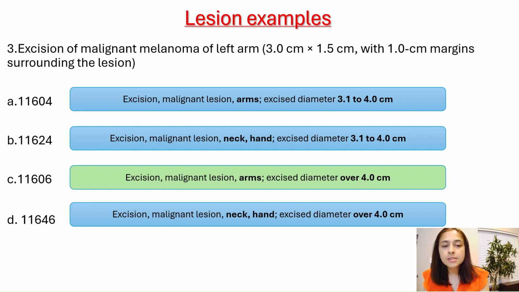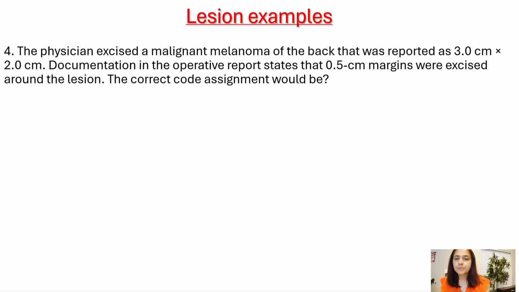So the answer is option C, which is the excision malignant lesion arms, excised diameter over 4 centimeter, because our answer was 5 centimeter, which is 3 plus 1 plus 1, 5 centimeter. So option C is the correct answer.